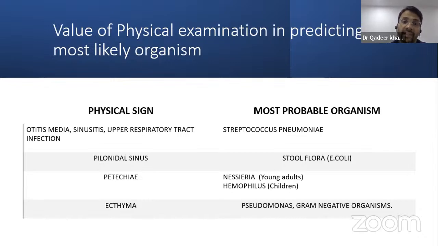If the patient is having a lower GI tract infection, like infections of the anal sphincter, anal fissure, or pilonidal sinus, we should know the surrounding organisms which are more common, that is gram-negative, like the Enterobacteriaceae family, E. coli. And if the patient has a skin rash and presents with fever, and if the patient is young, we should think of Neisseria infections, and in children, we should think of Haemophilus. And in ecthyma, we should think of gram-negative organisms like Pseudomonas.